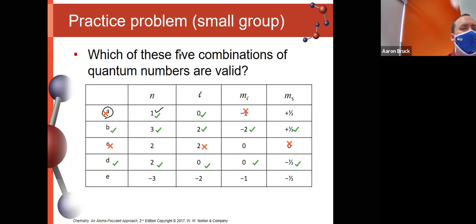All right, what's wrong with E? All right, Ben. They're all negative. Well, some of them are allowed to be negative. So we can't just point to that. Which ones cannot be negative? N and L. N and L definitely cannot be negative. Those both have to be whole numbers.